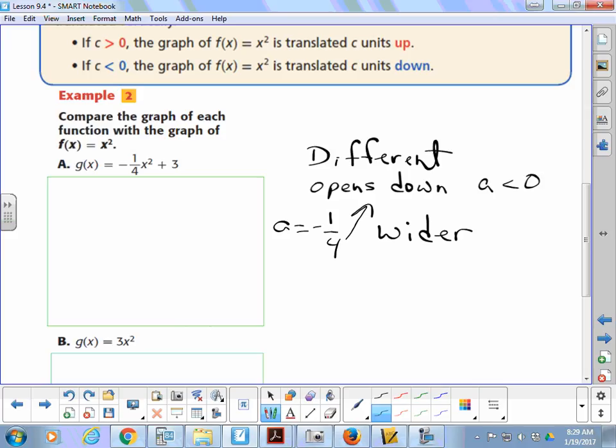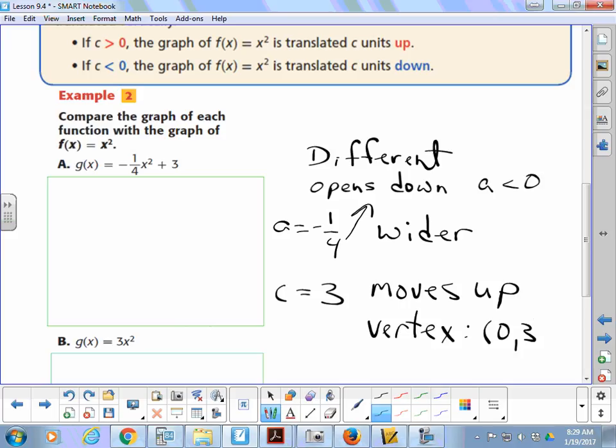All right, and here we got c is 3. So we really want to focus on the a and the c. What do they do to the graph? What does this 3 do to the graph then, Emma? Moves it up. Okay, so it moves up. So that means the vertex is now going to be 0, 3.